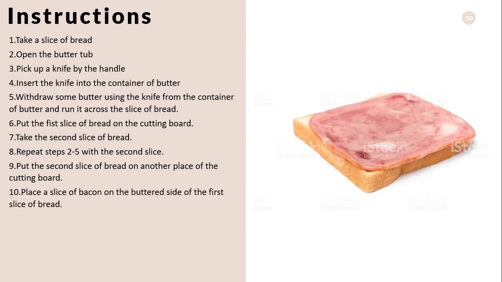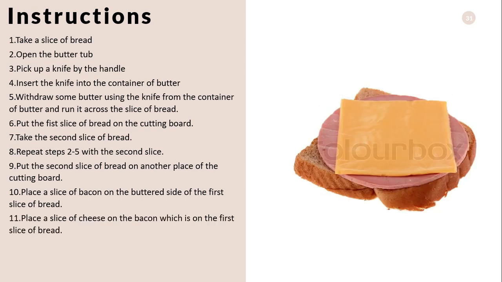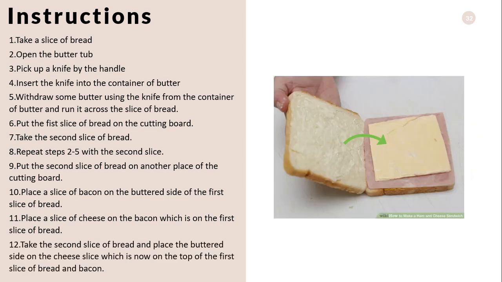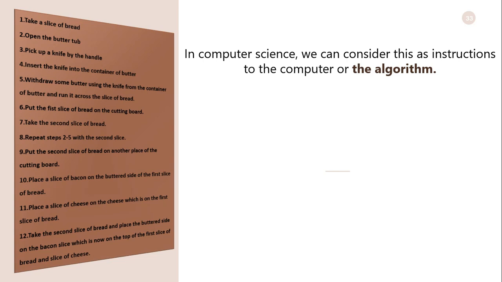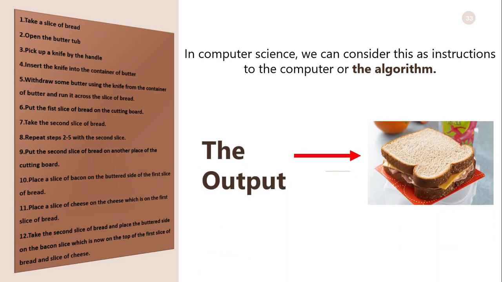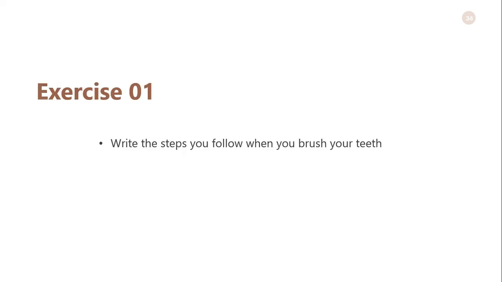Place a slice of bacon on the buttered side of the first slice of bread. Place a slice of cheese on the bacon which is on the first slice of bread. Take the second slice of bread and place the buttered side on the bacon slice, which is now on the first slice of bread and cheese. In computer science, we consider these as instructions to the computer, or the algorithm. Now we have a sandwich and this is the output of these instructions. Now you have a little exercise to do. Write the steps you follow when you brush your teeth.